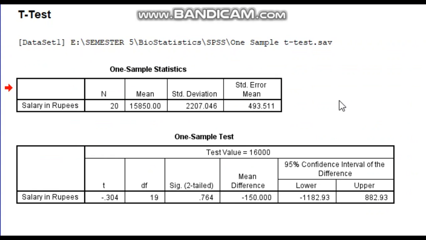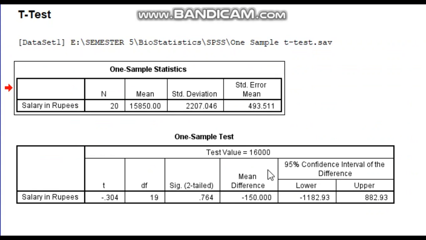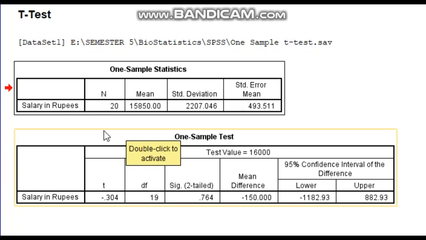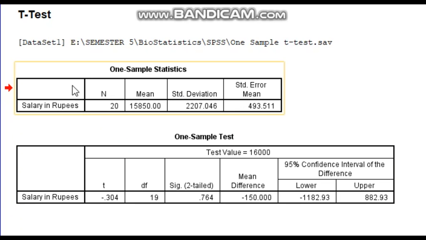Here in the output window we have two tables, the descriptives table and the inferential table. In the descriptives table we have the total number of entries, 20, the mean, the standard deviation and the standard error of mean. As you might recall, I mentioned that the label would appear in the output, and here you can see the label instead of the variable name, which was monthly salary.